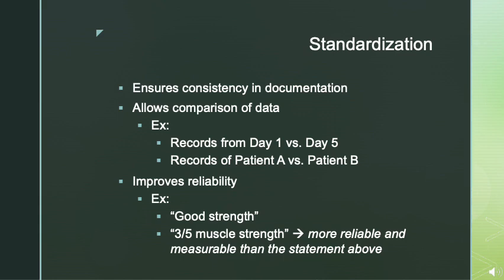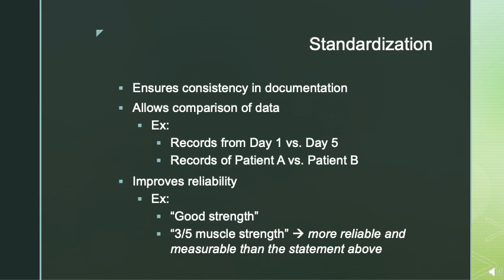First, standardization allows comparison of data. When records follow the same format, it becomes easier to compare patient outcomes across time and across different patients. This means that if all therapists document in a similar way, we can clearly see patterns in improvement or decline. For example, if range of motion is always recorded using the same units and the same format, it becomes easier to compare day 1 versus day 5. One patient versus another patient. Without standardization, comparison becomes difficult and sometimes inaccurate.